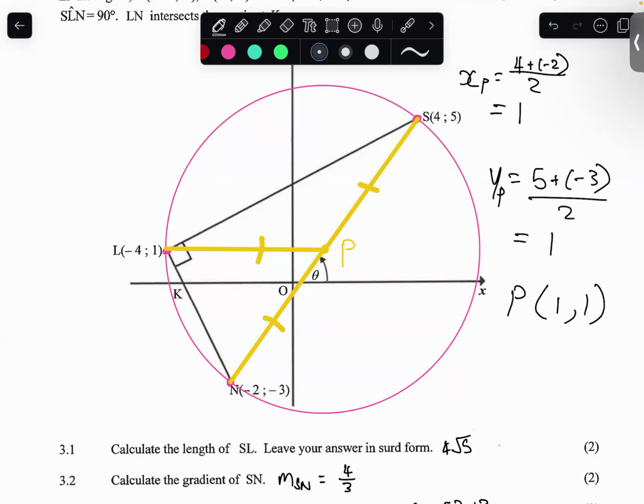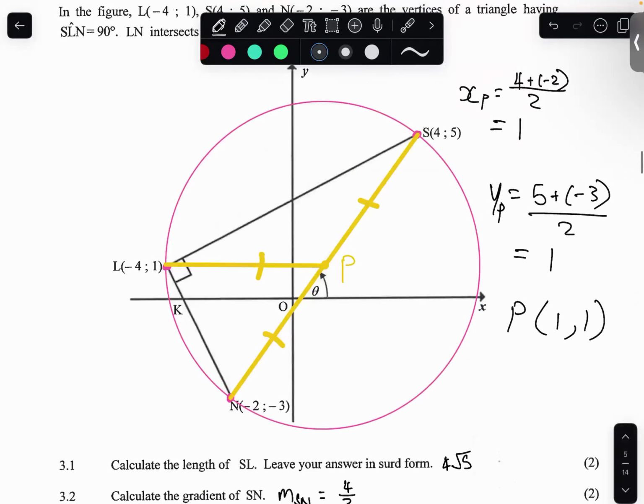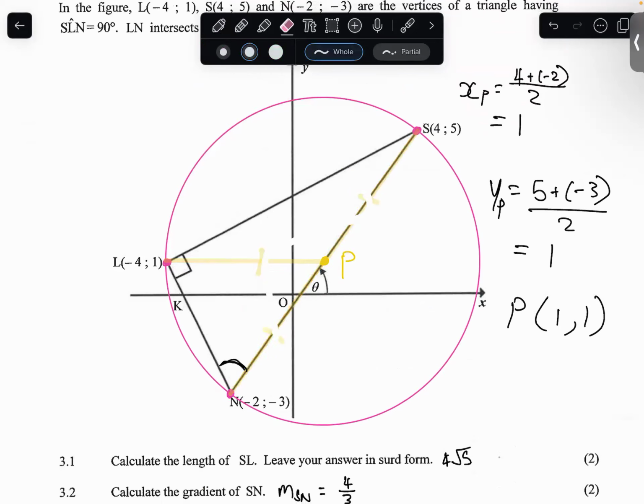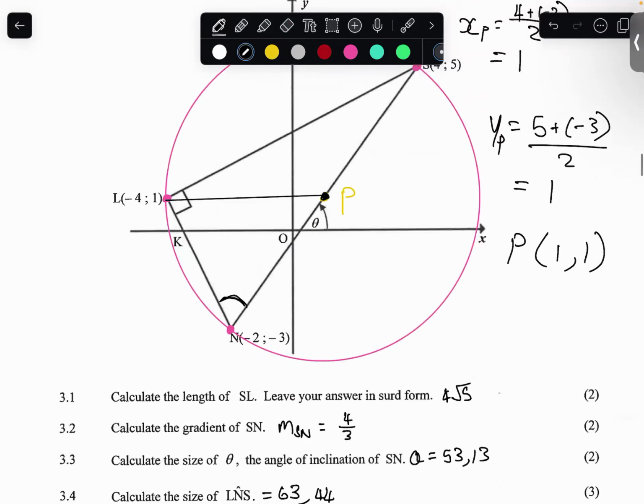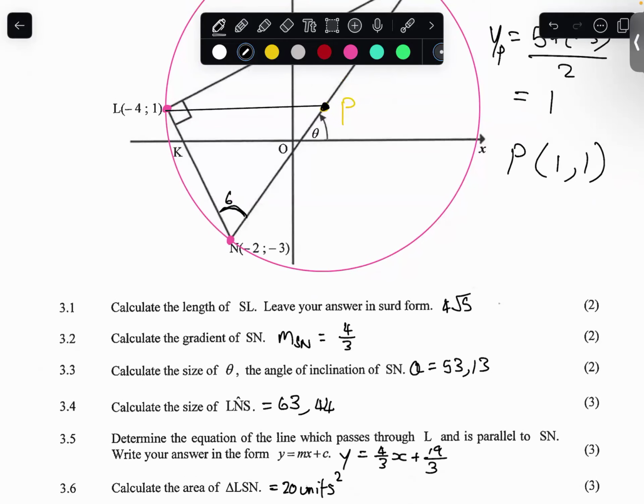Okay, and the last question here. So this was P's coordinates, which is 1 and 1. Calculate the size of LPS. Okay, keeping in mind this angle, right? I just want to erase this. LPS. I'm going to put in this angle. I'm going to put in this line.